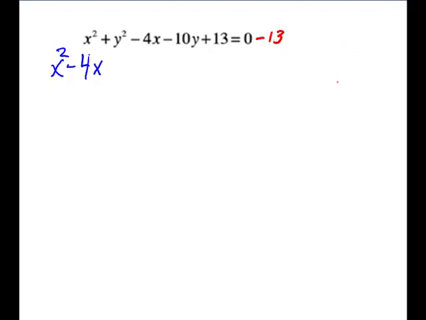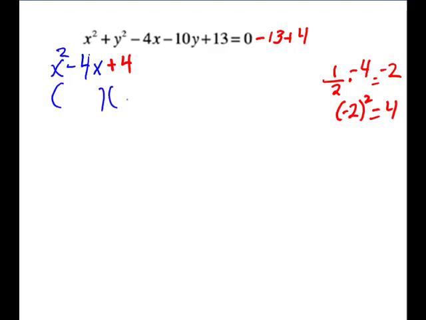So I'm doing half my coefficient of the x, which is -4. This gives me -2. Square it, and this gives me 4. So that is the number I'm going to add here, and I'm going to add it over here. And so now I can factor. This is going to be x minus 2 squared. Then I'll work on the y's. So I'm going to group the y's together.